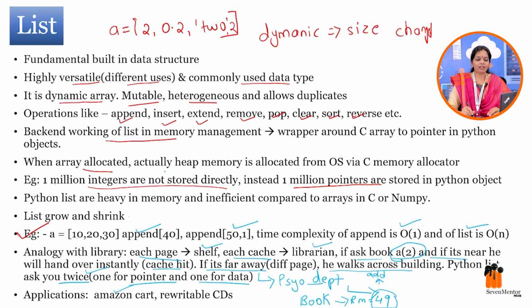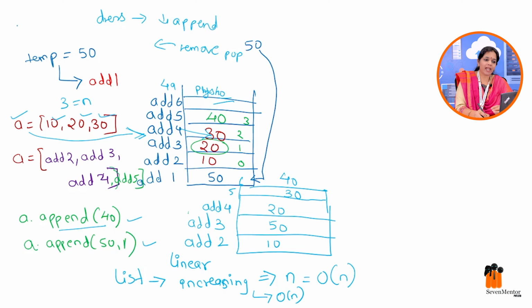Previously we used to have rewritable CDs, where you can add the data in the CD, and if you want to erase, you can erase it. So this is a real-time example of a list.